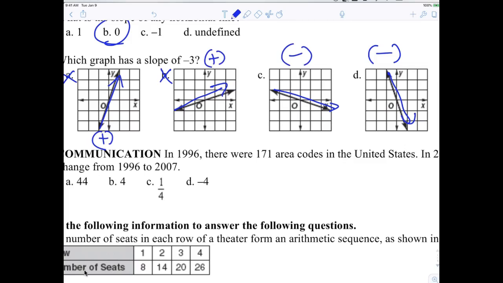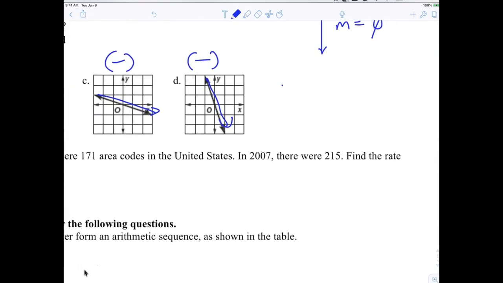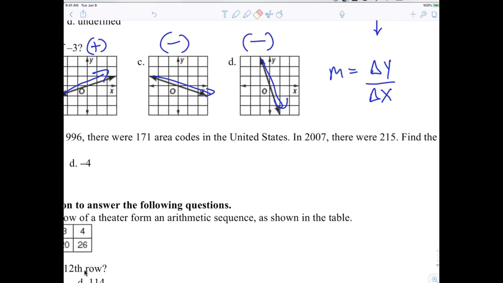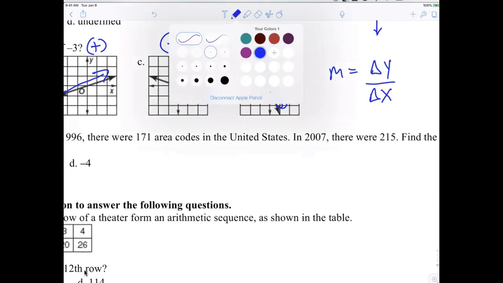All right. Now, the next thing I want you to write down over here is slope is equal to delta y over delta x, the change in y over the change in x. Now, how does that affect us on C? So everybody take a look quickly at C, and let's talk about the slope, the change.